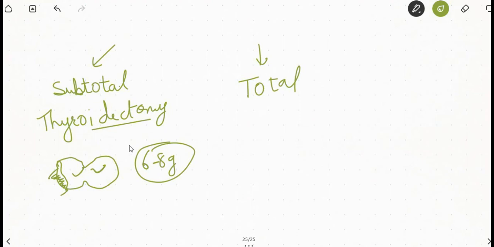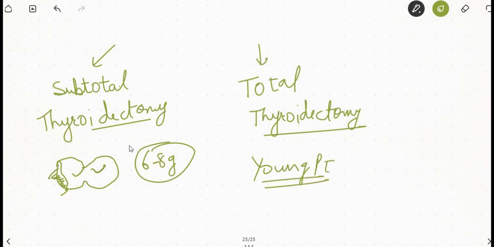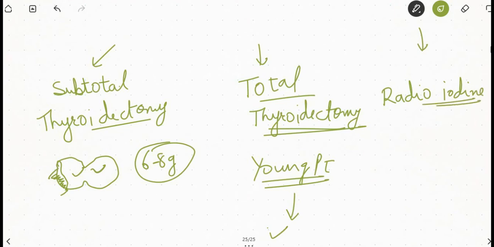Other is total thyroidectomy. It can be offered to young patients with a very small sized gland. With total thyroidectomy, hypothyroidism can occur, but it is easy to treat. Third is radioiodine therapy. It can be an alternative to surgery in case of primary thyrotoxicosis in patients above 30 years of age.